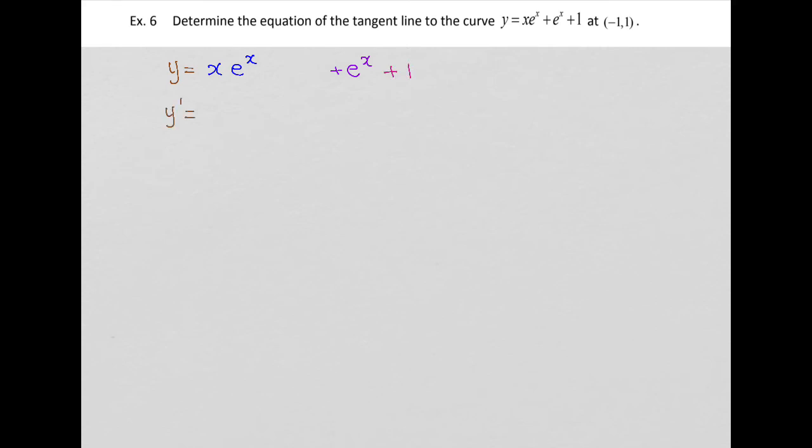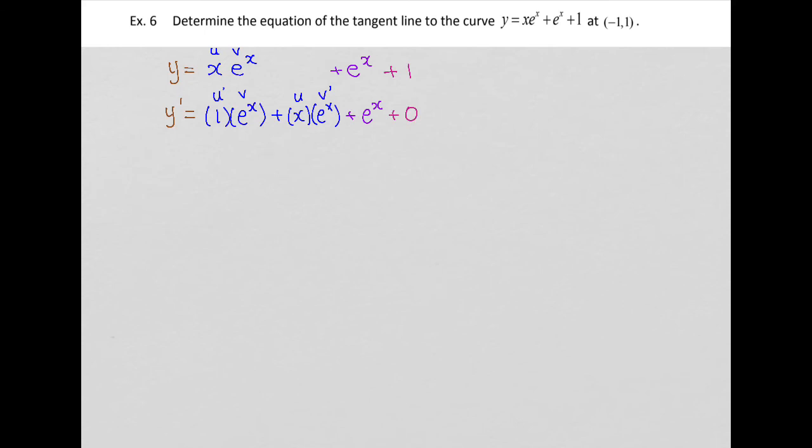The first term actually needs the product rule because there are two functions being multiplied together. So differentiation of x, which is 1, times e to the power x, plus x times the differentiation of e to the power x, which is e to the power x. So this is u prime v plus u v prime. And what's our u and v? u is x, v is e to the power x. And differentiating e to the power x will be e to the power x again. And differentiation of 1 will be 0.